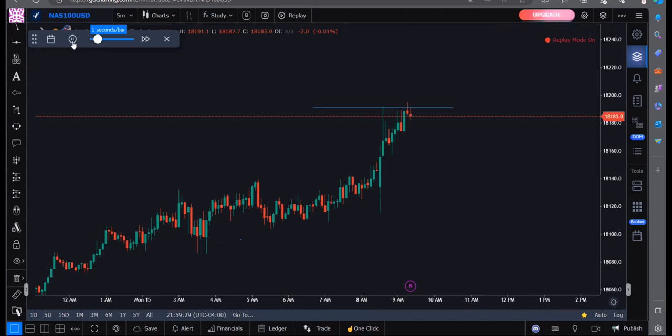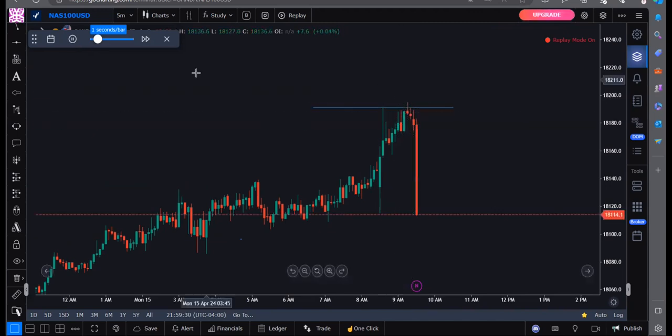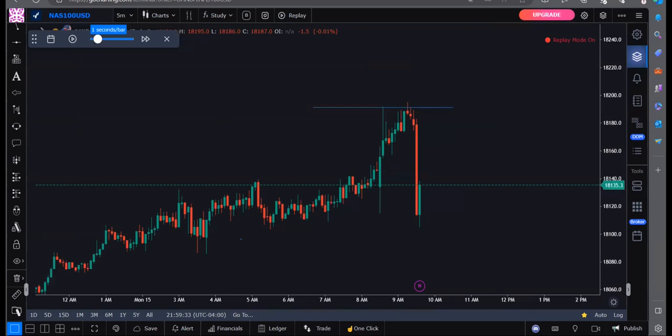We have this little candle rejecting. Now we have this drop, same thing. It broke this low and this low and even this low. So now we have this imbalance area, and this is going to be our entry area.